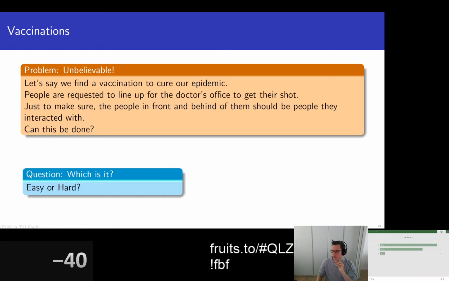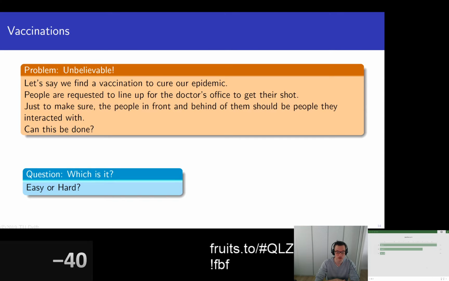And let's see what you think. Again, very close to a 50-50 split, but a small majority for easy. Yeah, at first you might think, okay, but this is very similar to some algorithms we've seen, right? Maybe we could use a topological ordering, because that was also about ordering things in some way.